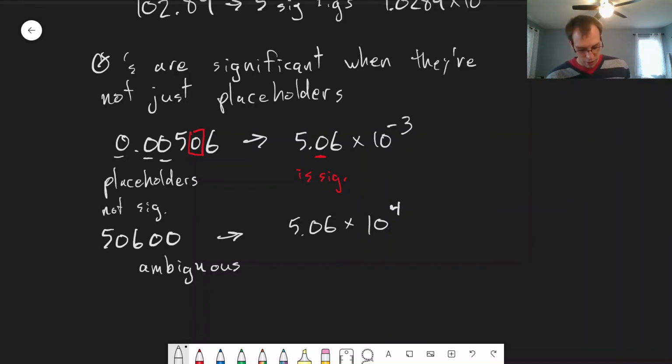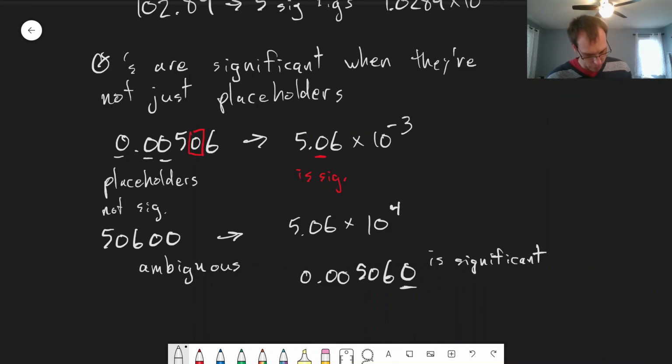And when you have a decimal, maybe it's 0.00560, this trailing 0 is significant. It's always significant because it's indicating that we know this number precisely to that extra decimal place.